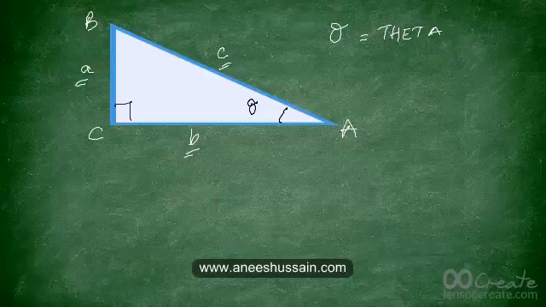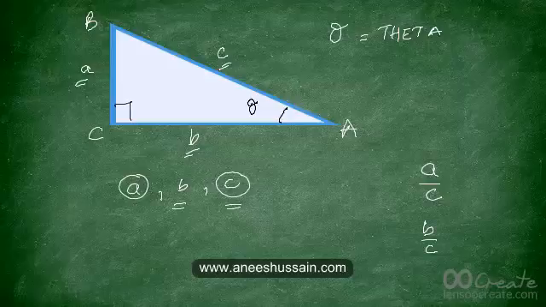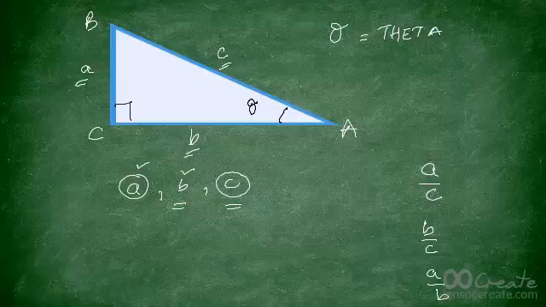Now, as you can see, we have these three side lengths, A, B, and C. And we can find the ratios between them. For example, we can find the ratio between A and C. Let's write this as A upon C. We can find the ratio between B and C. Let's write this as B upon C. And we can find the ratio between A and B. Let's write this as A upon B.